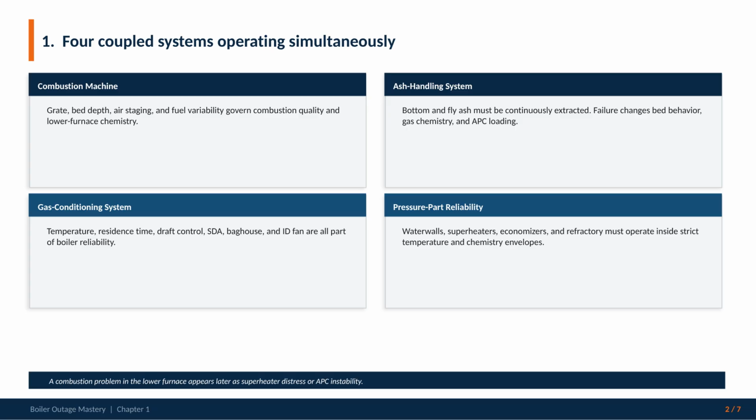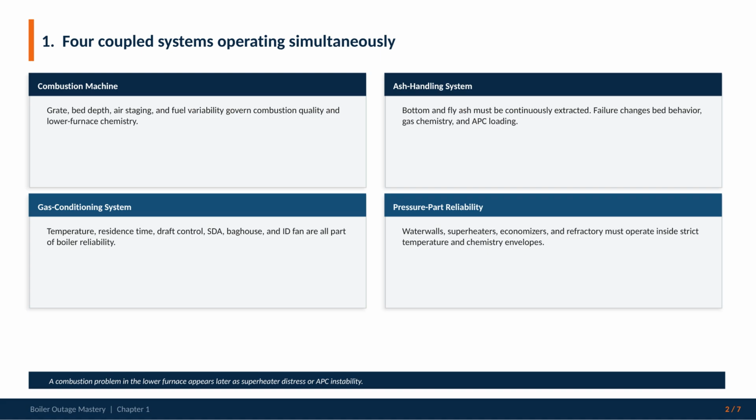Second, the ash handling system. Bottom ash and fly ash must be continuously extracted. If you cannot evacuate the bottom ash fast enough, bed depth changes, primary air distribution changes, and your combustion profile changes. If fly ash is backing up in the gas path, your deposit loading on the superheater increases and your cleaning effectiveness drops. Third, the gas conditioning system. The SDA, baghouse, induced draft fan, and stack are not separate from boiler reliability. Draft instability that shows up on the control panel often traces back to a fouling problem upstream, an expansion joint leak, or a fan imbalance, not a controls problem.